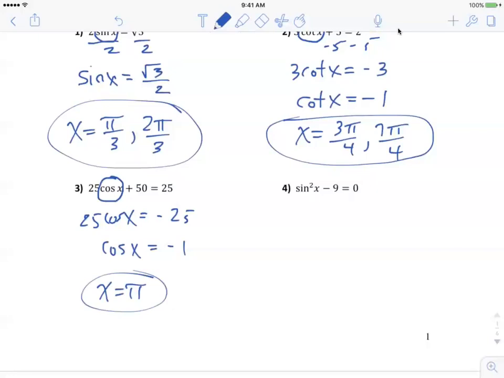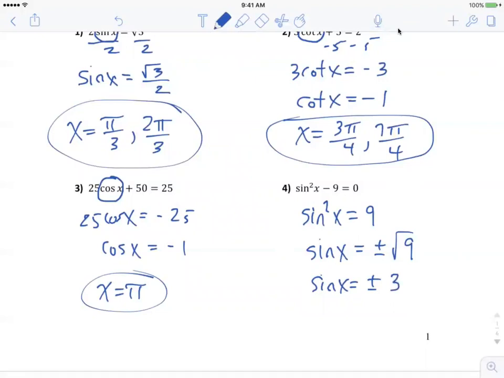Okay. Number 4, we've got a squared. So I'm going to again try to solve. Your first step is algebra, really. Move that 9 over. Get sine squared equals 9. And then to get the sine by itself, square root both sides. So you're going to get sine x equals plus or minus the square root of 9, which is 3. So plus or minus 3.